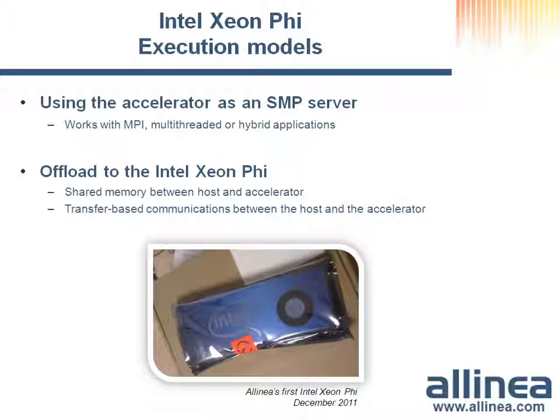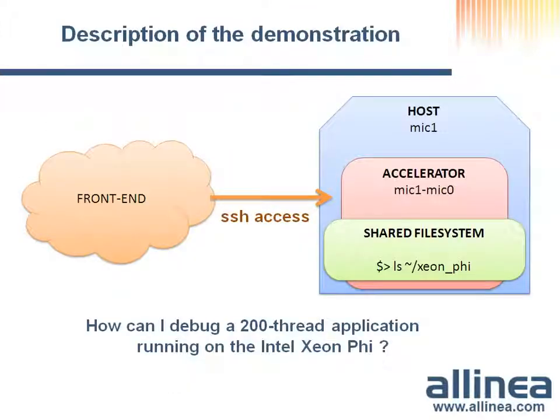In the example that I will be demonstrating now, we will have this kind of setup. We will be running a 200 thread application on the Intel Xeon Phi. To do so, we have a front end on which the debugger will be running that has an SSH access to a host called mic1 and to the accelerator called mic1-mic0. Mic1 and mic1-mic0 share a file system in which a directory called Xeon Phi is located.